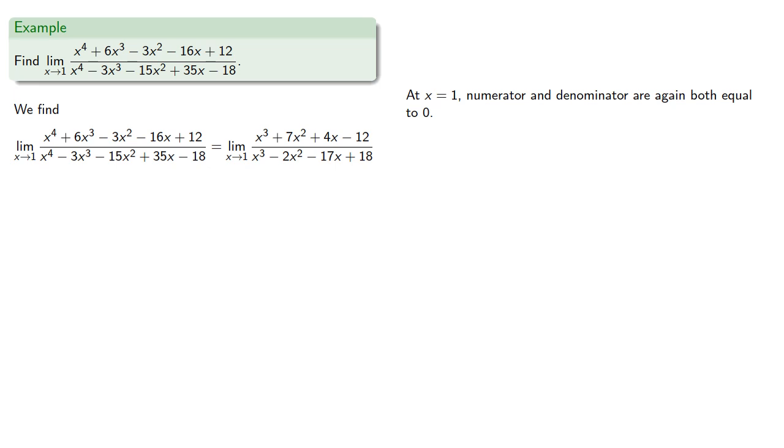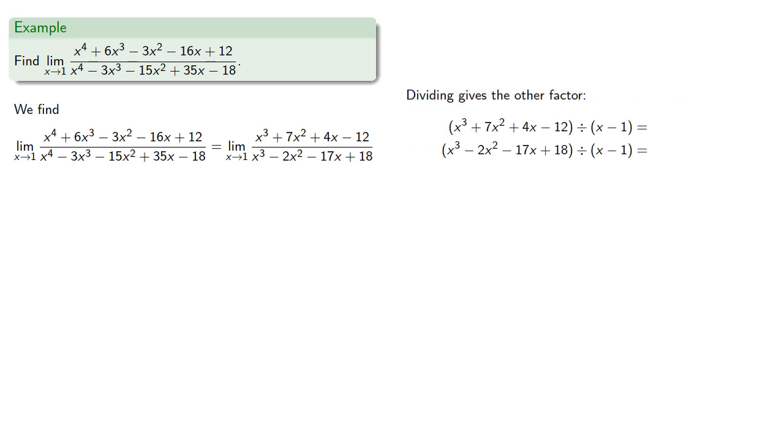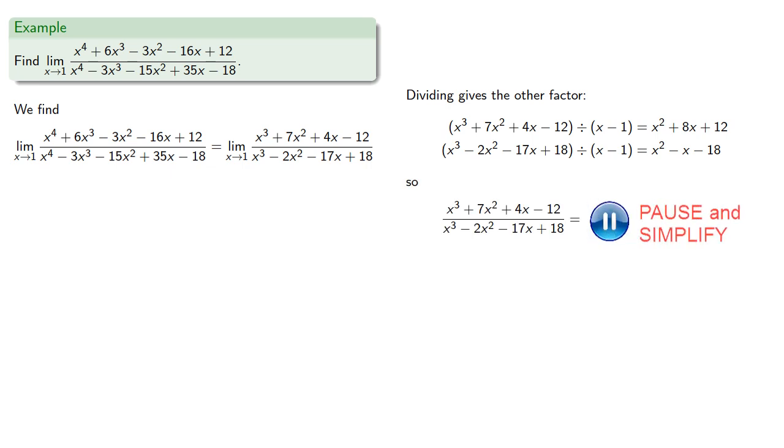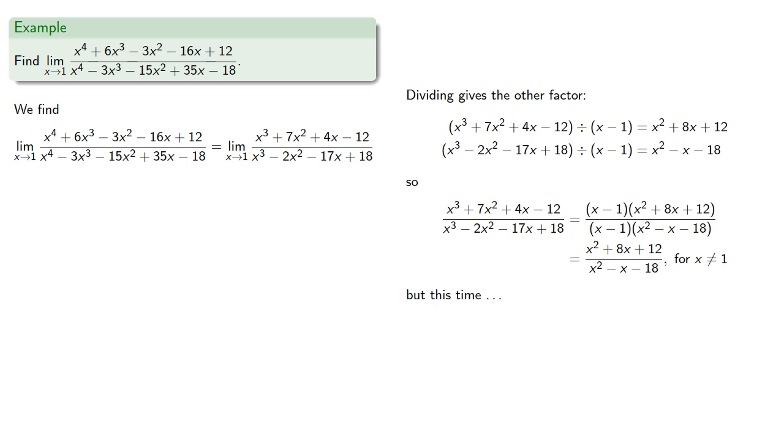And at x equals 1, the numerator and denominator of our new expression are, again, both equal to 0. But that means that both have a factor of x minus 1, and dividing gives us the other factor. And so we find... and so our new rational expression can be simplified to... for x not equal to 1, but this time we still don't care about what happens at x equals 1, so we can replace the old algebraic expression with the new one.